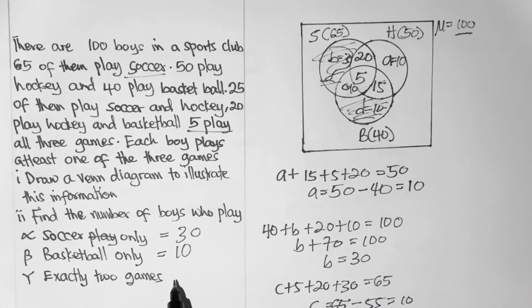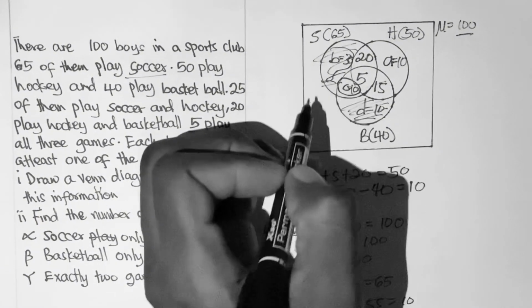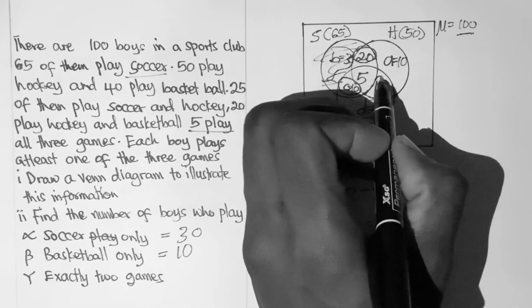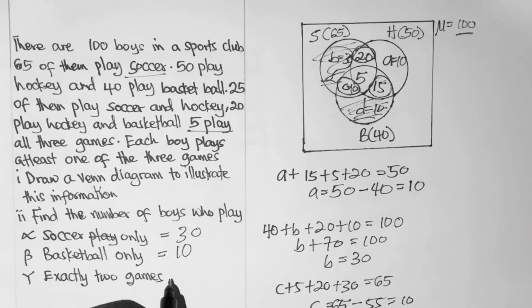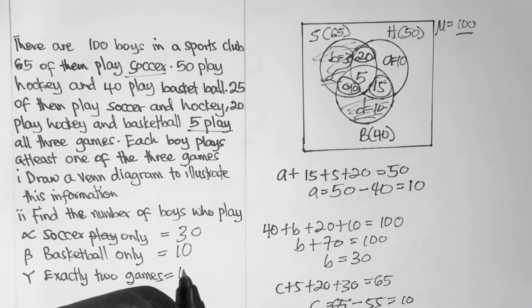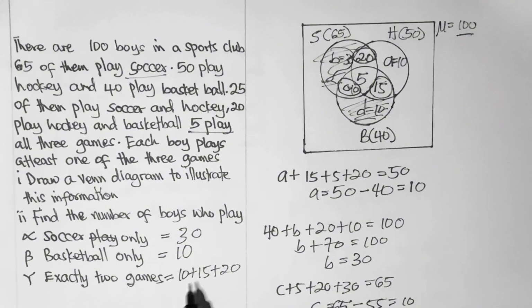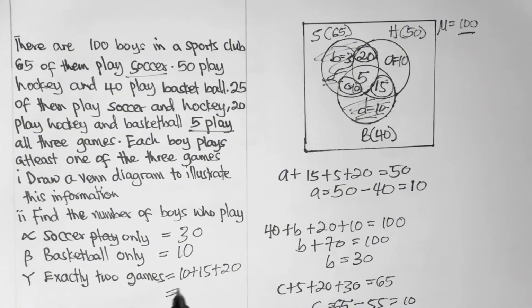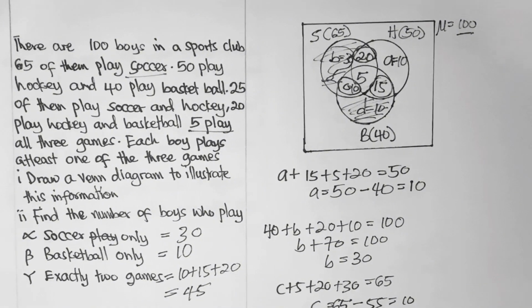And then exactly 2 games. Now, exactly 2 games are this region, plus this region, plus this region. So that is equal to 10 plus 15 plus 20. Now, 10 plus 15 is 25. 25 plus 20 is 45. So exactly 2 games is 45 people.